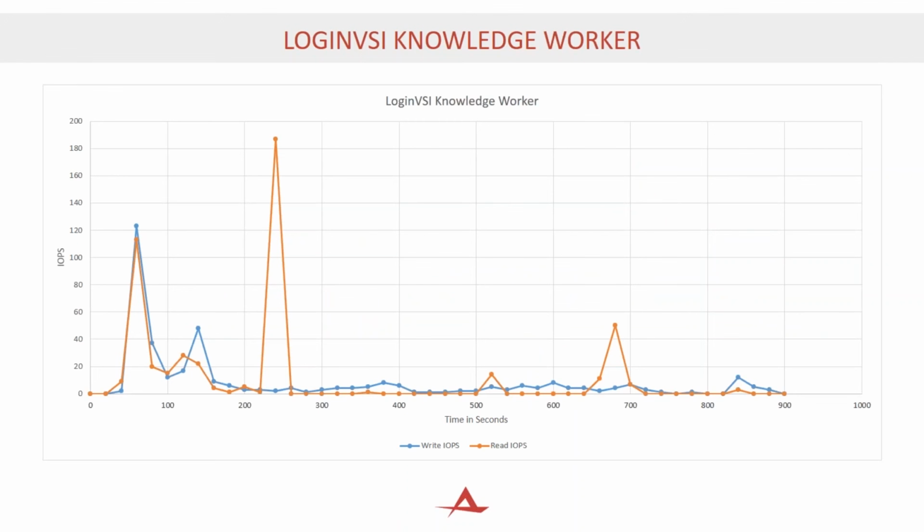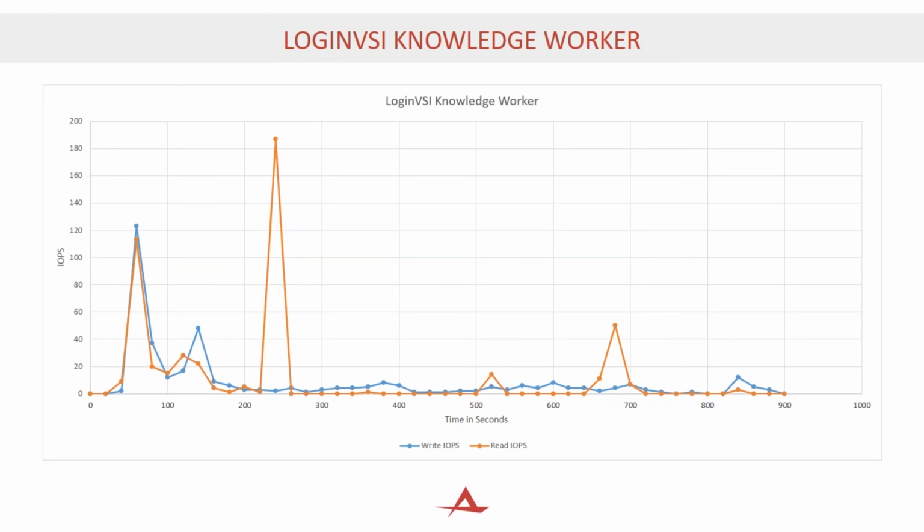Let's talk about Login VSI now. This is a Login VSI knowledge worker, a VM configured with 2 GB of RAM, 2 virtual CPUs, and Office. Login VSI knowledge worker runs quite a few things, right? We kick it off at 0 seconds, and immediately you see write and read IOPS is very high. The first peak you see here is it launching Outlook and then running PDF creation printing. That PDF printing incurs around 120 IOPS of write and read.